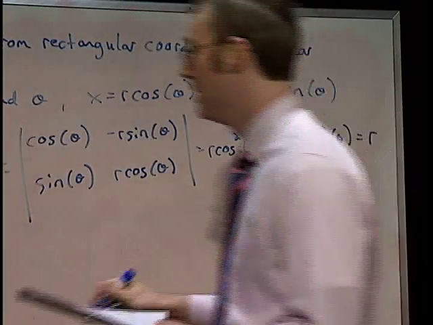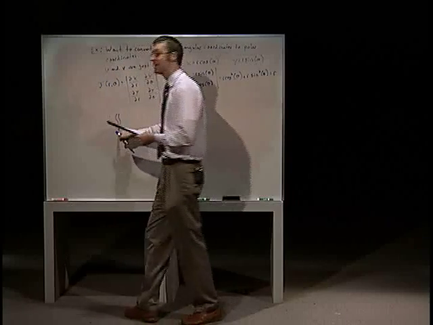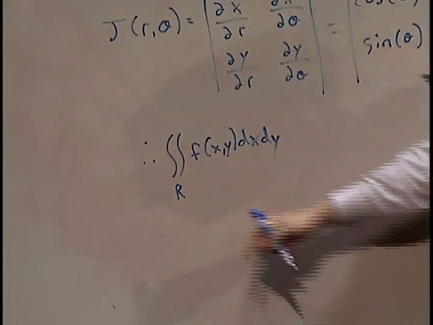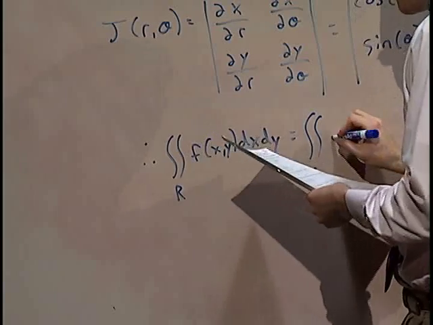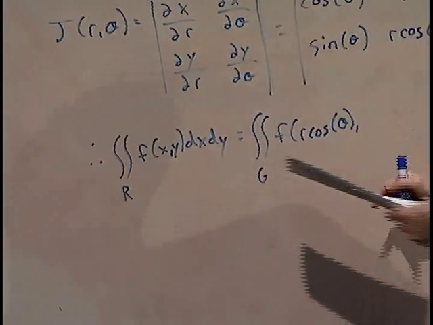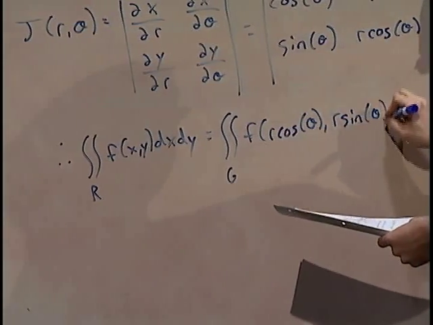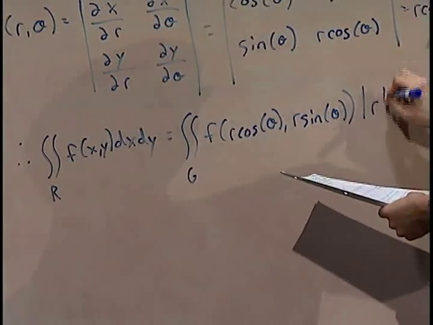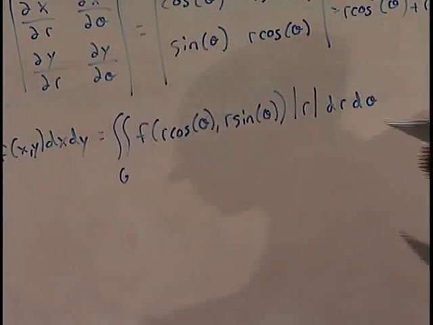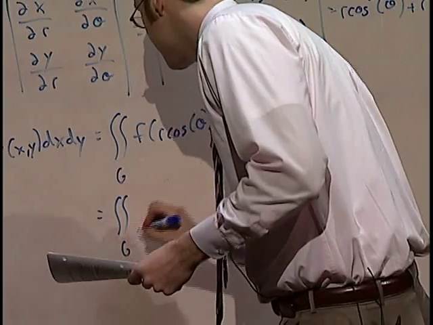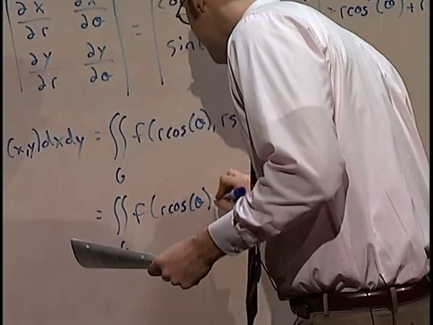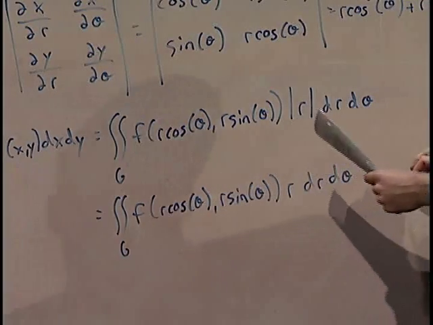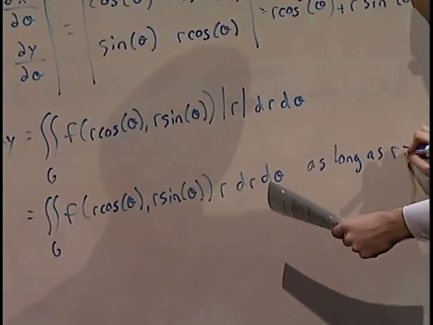As a consequence, the double integral over some rectangular region R, f of x y dx dy, where R is some region in the xy plane in rectangular coordinates, becomes a double integral over some region G of f of r cosine theta, r sine theta. This is how we did polar coordinates before. We just plugged these in for x and y, and then we had times the absolute value of r, dr d theta. Well, this is exactly the integral over G of f of r cosine theta, r sine theta times r dr d theta, as long as r is greater than or equal to 0.